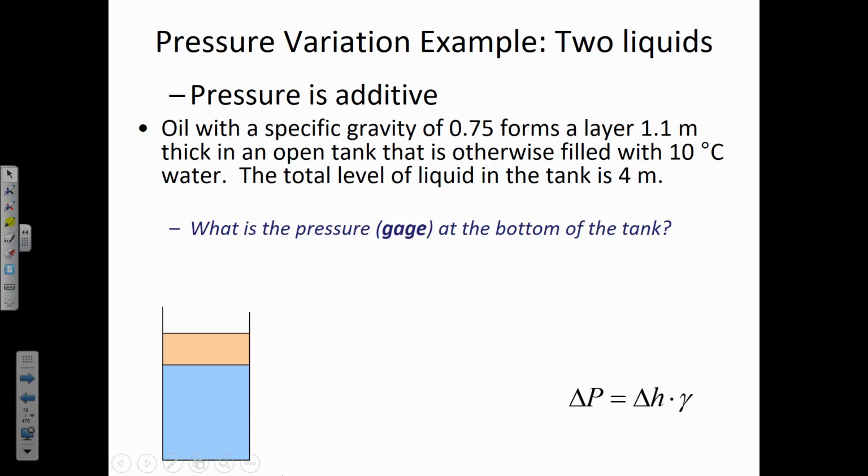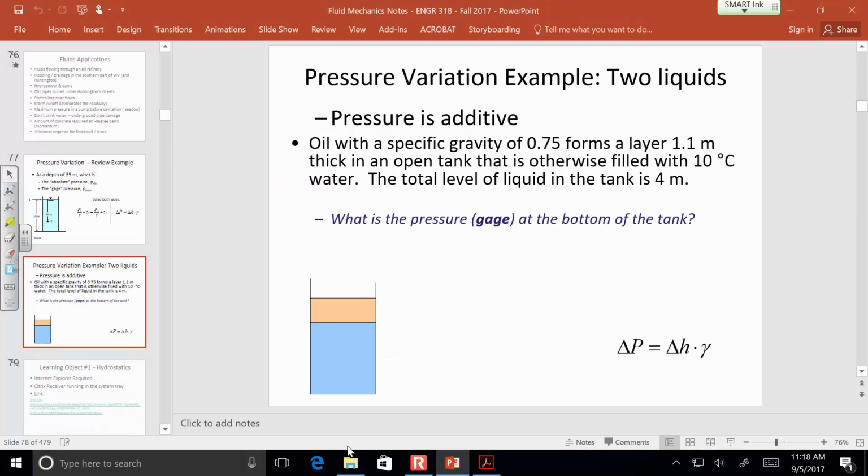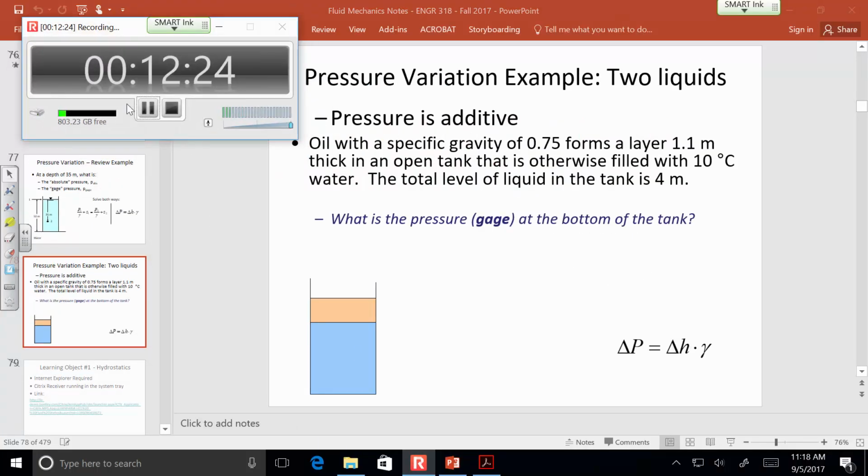All right, so let me pause the recording, give you a moment. Now there's a built-in trick here. It's not a trick question, but I have intentionally not dimensioned that drawing, so pay special attention to getting the delta H's correct that you need on this problem. And calculate the gauge pressure at the bottom of the tank. Again, as a reminder, gauge means assume the pressure is 0 at the top of the tank and then increases as you work downward. We've got a lot of examples.